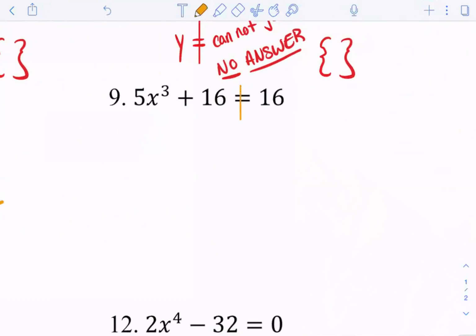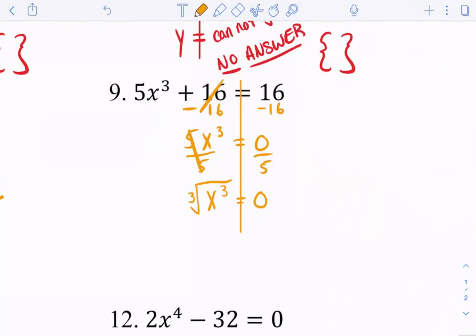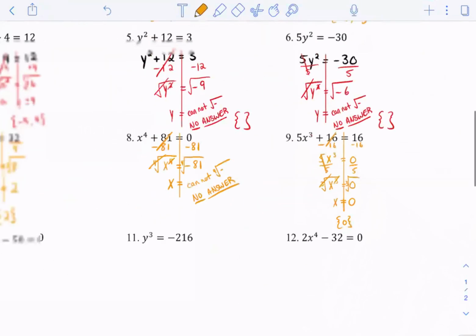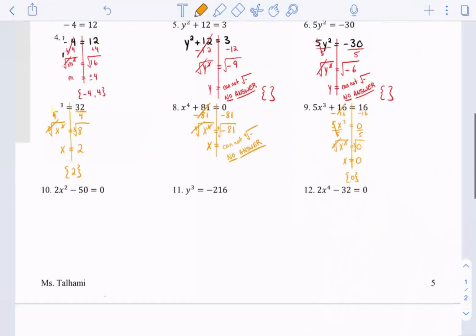And on to this last example together. Let's subtract 16. I get 5x to the third equals 0. I'm going to divide by 5. I get x to the third still equals 0. And then now to get rid of a cube, I need to cube root. Now, if you check this in your calculator, it should tell you this: what number times itself 3 times will give me 0? The answer is 0. So my answer for number 9 is 0.